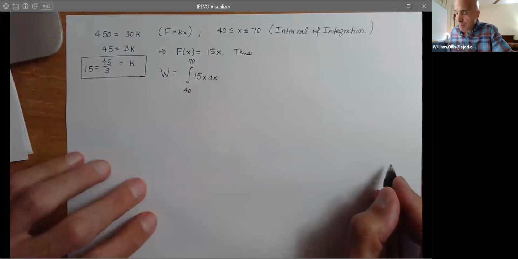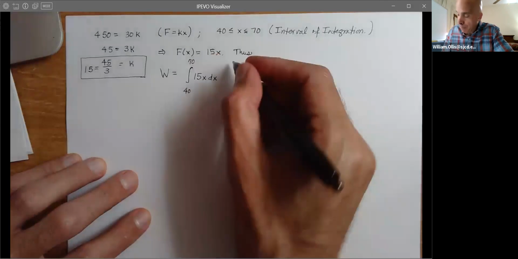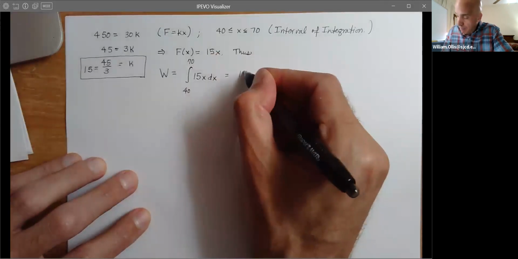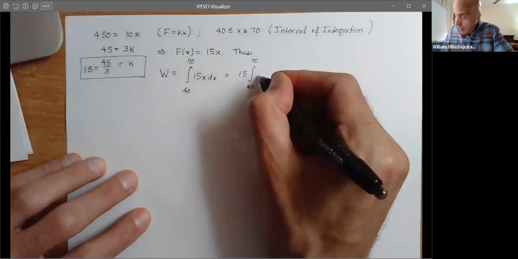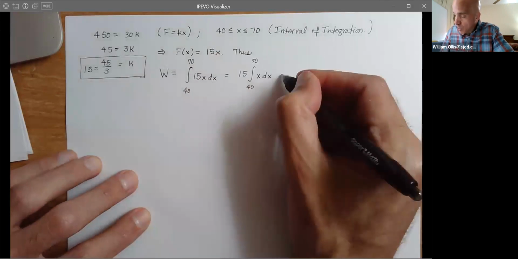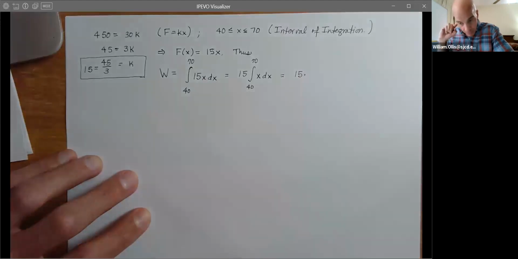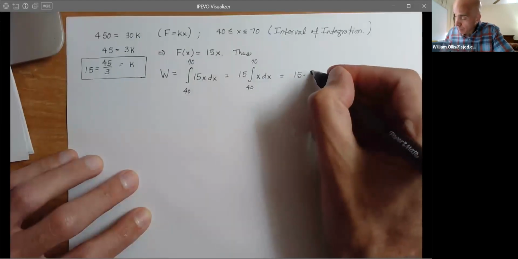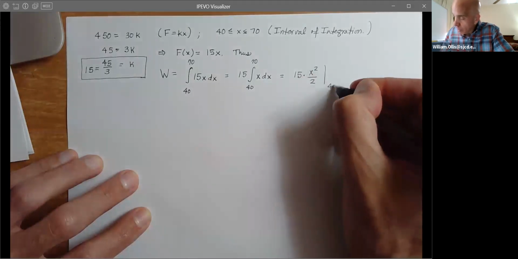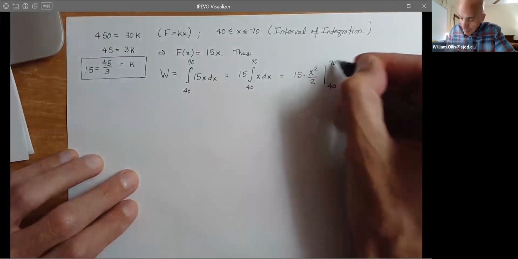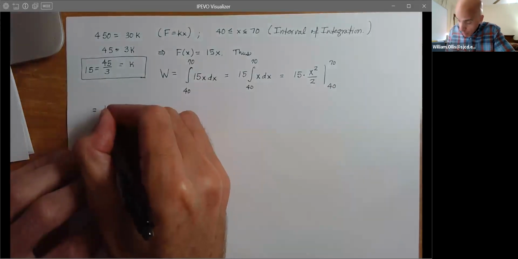So again, compared to the other integrals we've done, especially at the beginning of the class, this is really simple. So we're going to get 15 times the integral from 40 to 70 of x dx. So this is just add 1 divided by the new power. So we get 15 times x squared over 2, evaluated 40 to 70. So now we can bring the 1/2 over, if you like, and just write 15 over 2.